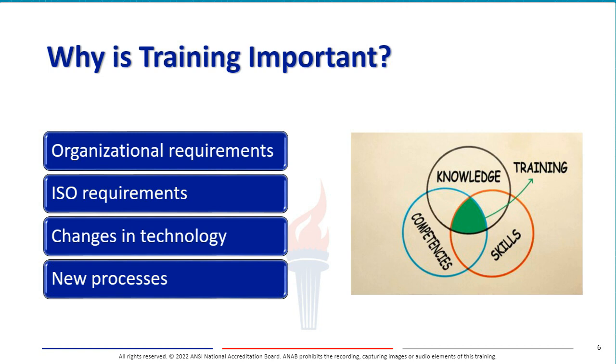Organizations hire personnel that have skills and abilities that match the positions they're filling. However, personnel also need to understand organizational requirements and relevant ISO requirements. These requirements are often not learned through formal education or experience at other organizations. Additionally, personnel must be informed and knowledgeable about any changes in technology or new processes that are planned to be implemented. Training is crucial in developing the appropriate knowledge, skills, and competence personnel need for successful operations.